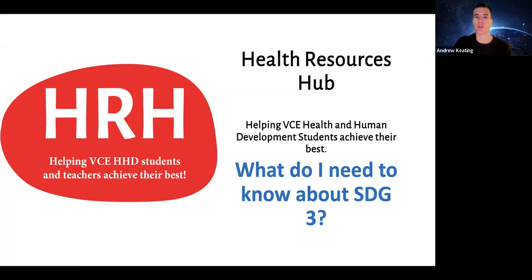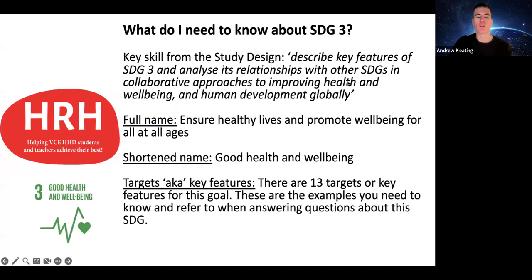In this short video, we're going to look at what I need to know about Sustainable Development Goal number 3. From the study design, you can see here I have listed the key skill related to the key knowledge point about the key features of SDG 3. The key skill mentions that you need to be able to describe the key features of SDG 3 and analyze its relationships with other SDGs in collaborative approaches to improving health and well-being and human development globally.